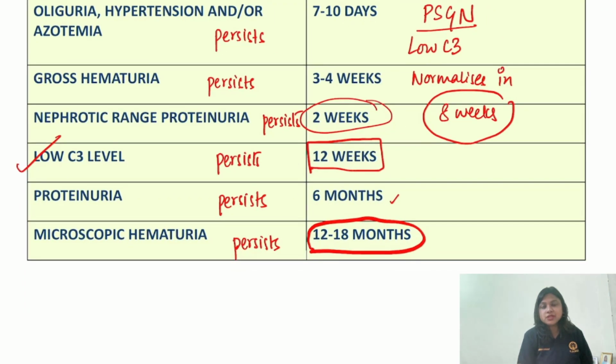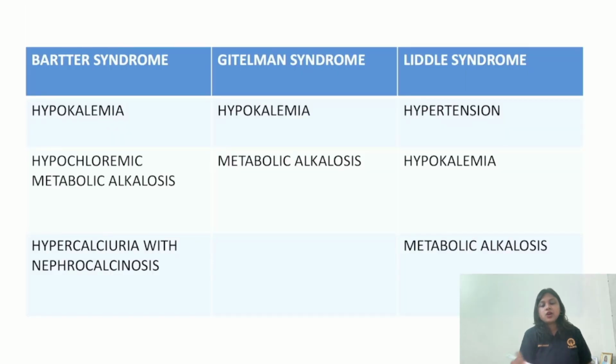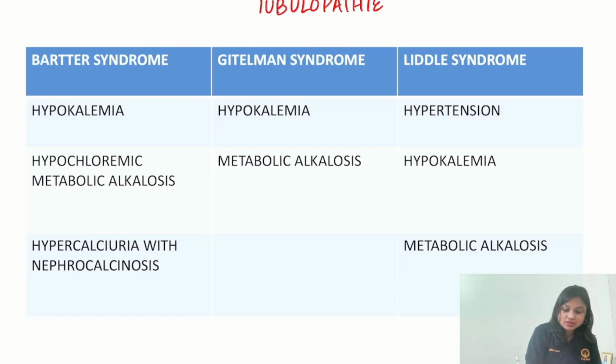So you should mug up this slide, and this is the last moment revision for you. Now we are going to see some tubulopathies. And again, these tubulopathies are very, very important for your exams. So we are going to see Bartter syndrome, Gitelman syndrome, and Liddle syndrome. Remember, Liddle syndrome is autosomal dominant.